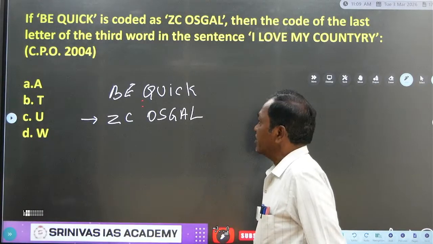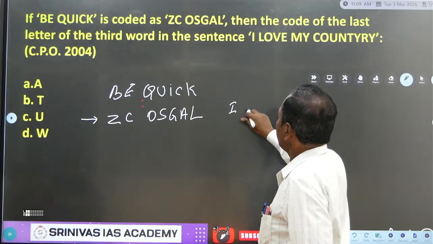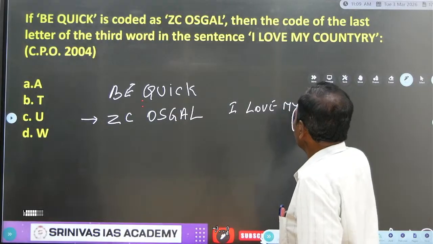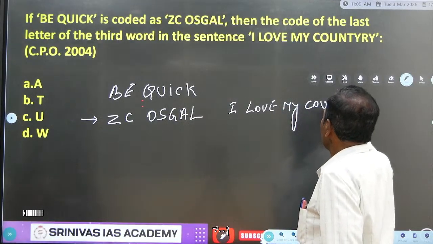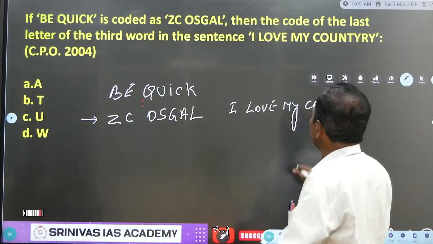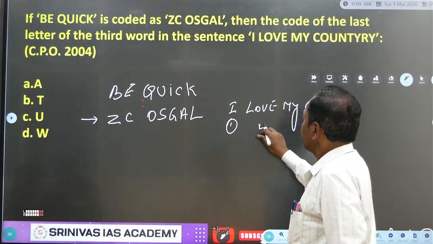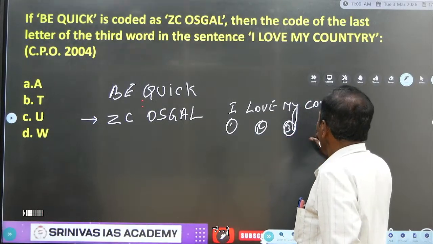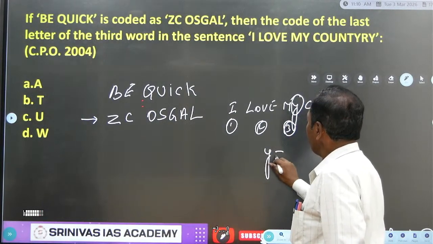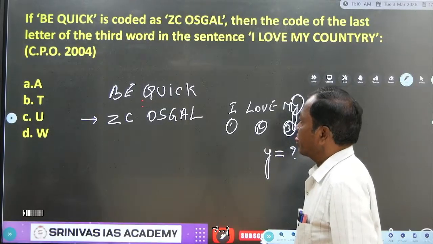Let's see after that. I love my country. What is then the last letter of the third word? This is the first word. This is the second word. Third word. Fourth word. What is the last letter of the third word? Y. So Y equals to what? Now you can see.